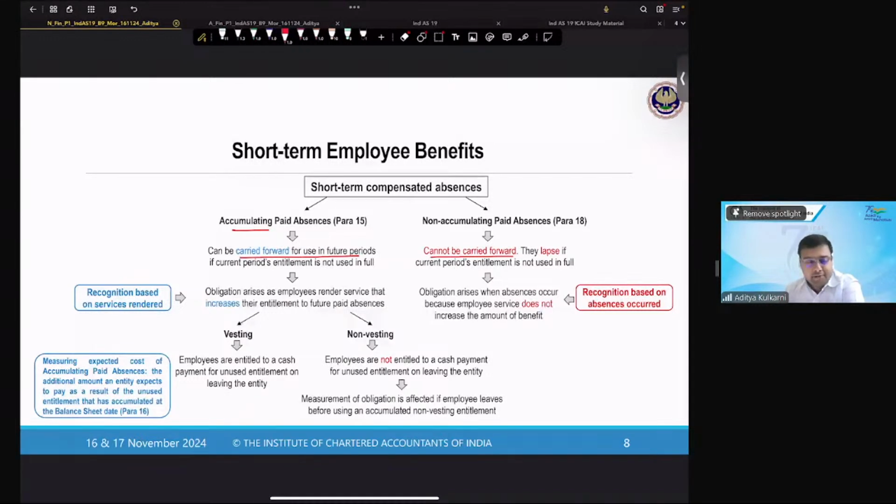Against this accumulating paid absence, what is he getting in future? Is he getting cash or is he not getting cash in the future? Sir, cash. Okay, let me reframe my question. Today he has taken leave of 7 days instead of 10 days. Is he getting cash today for the 3 extra days that he has worked? No, sir. Instead, what is being given to him? He is able to carry forward this leave to the next year. Yes. He is entitled to carry forward this leave to the next year.